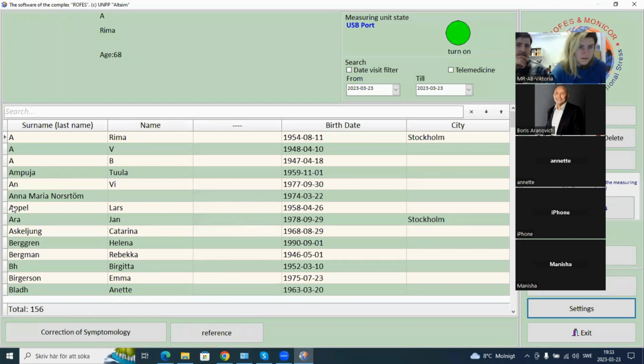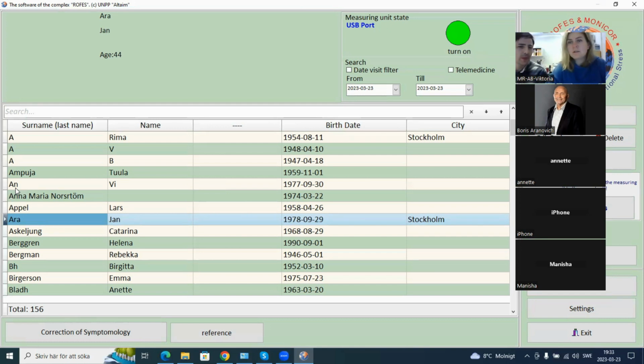Where are you, Jan? Here you are. We'll need to share it so you can see us. Yeah, you can see our window. Can you see the Monicor program window? Can you see it or should we share it? Your screen share. Ah, okay. Yeah, sorry.